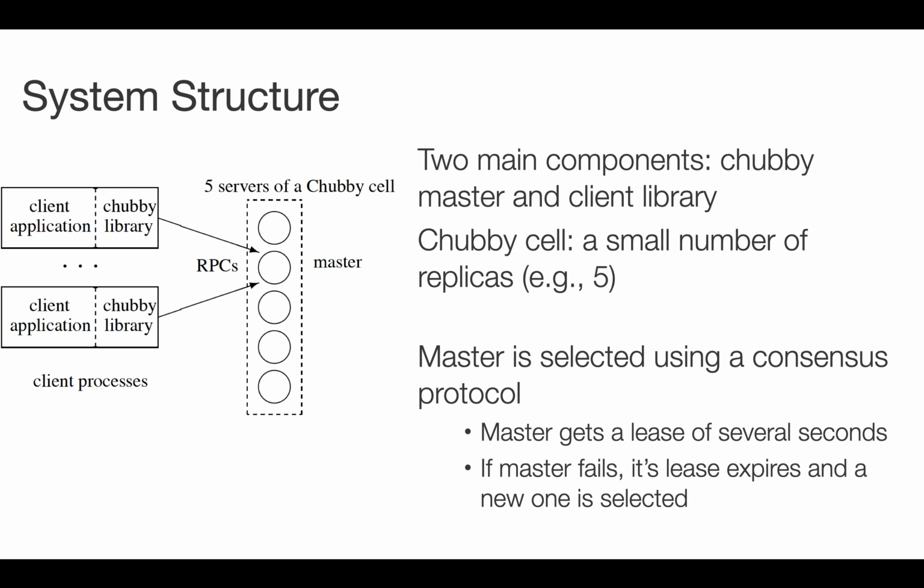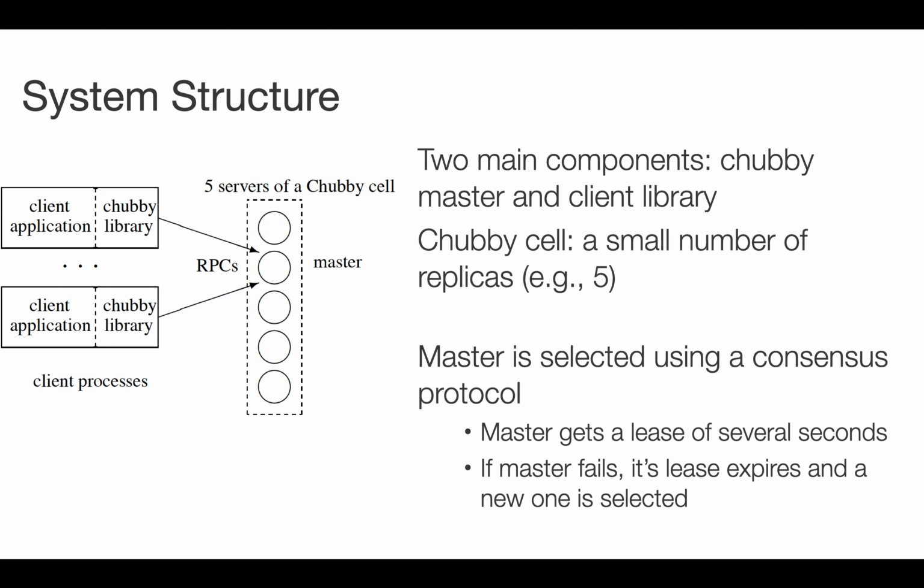So the master replica, how is it chosen? Among the replicas, one of them gets elected as the master. The replicas use a distributed consensus protocol to elect the master. We'll talk more about the distributed consensus protocol later on. The master must obtain votes from a majority of the replicas.